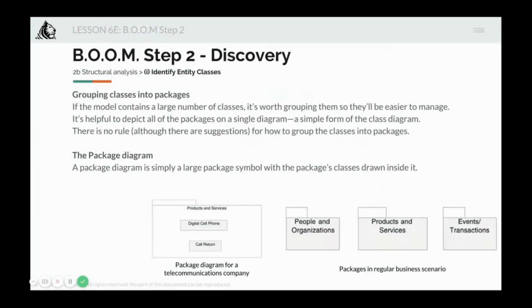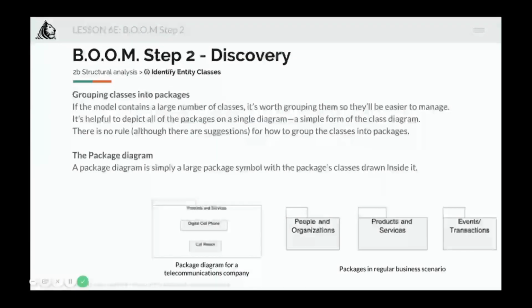Once you have all these classes in place, then you should group them into packages. If the model contains a large number of classes, it's worth grouping them so they will be easier to manage. And the UML technically provides the package symbol to stand for a container. We have seen this before with respect to use cases, right? You remember use case packages? Here we will use the packages to contain classes and class diagrams. Class packages may contain other packages for as many levels as necessary.